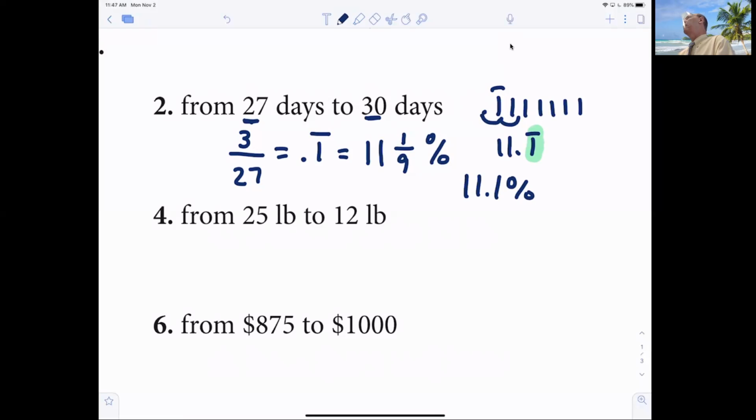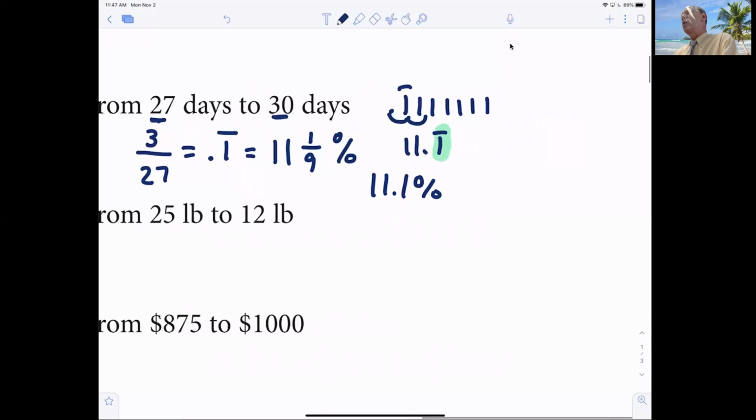KK, I moved it 2 places to the right. Anytime you change a decimal to a percent, you move it 2 places to the right. Write that down. The decimal is 0.1 repeating. Do you agree with that, Luca? So now do you understand how I got 11? I moved it 2 places to the right. Do you agree with me or not?